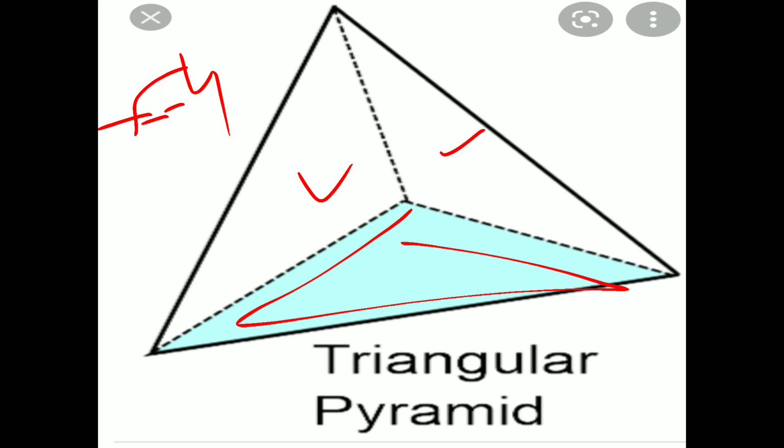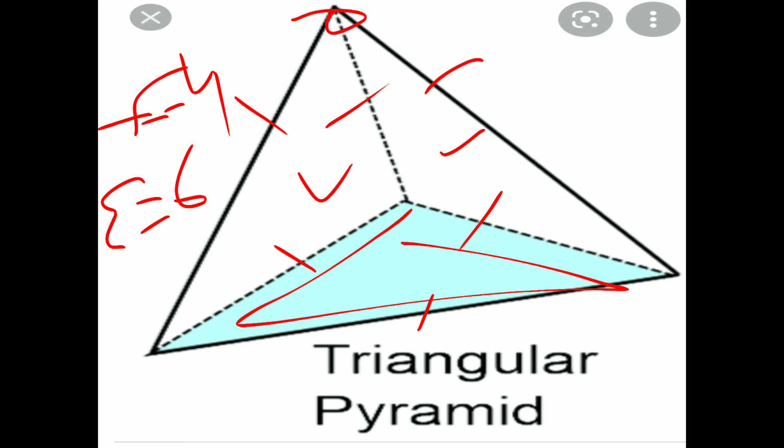Clear? How many edges are there? 1, 2, 3, 4, 5, 6. Edges are 6. How many corners are there? 1, 2, 3, 4. So vertices and corners are the same thing. Corners are 4. Clear?